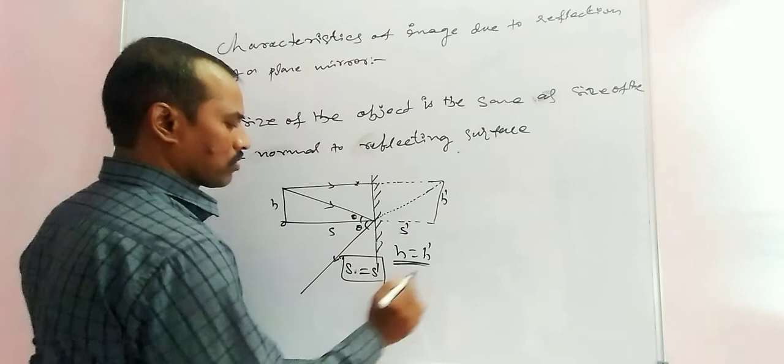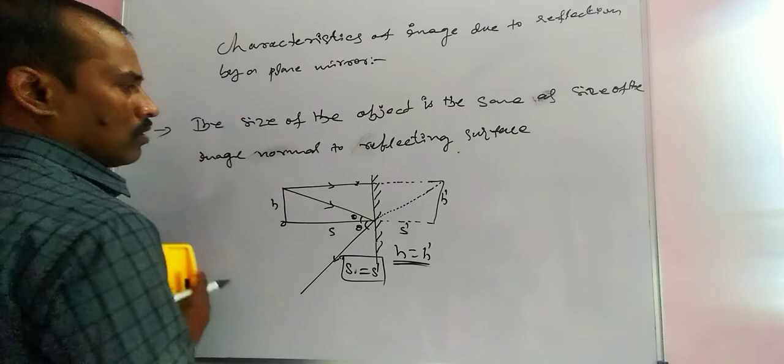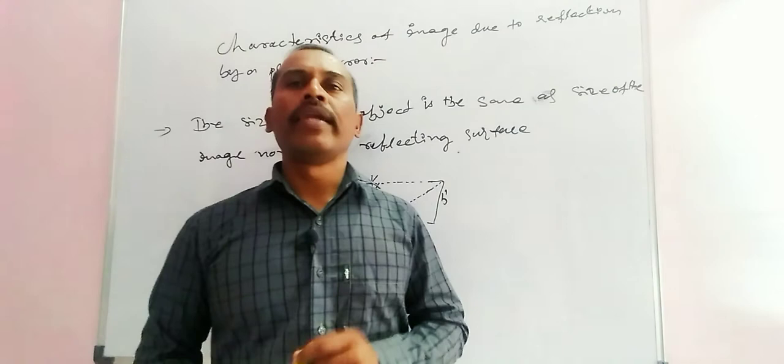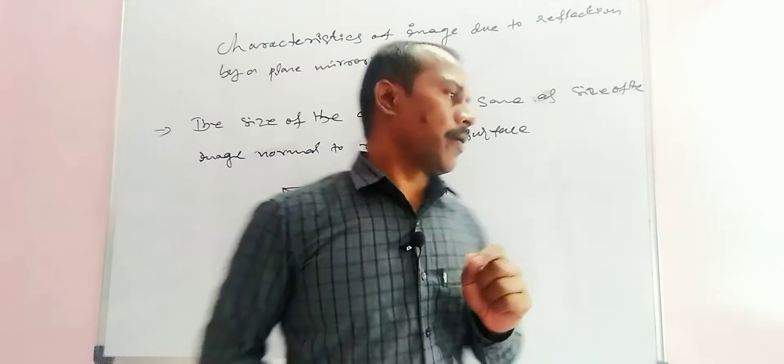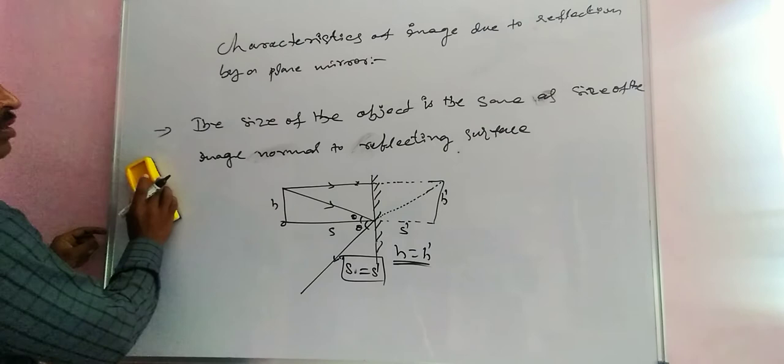Next one, note this one. The line joining the object and image from a reflecting surface. So note this one.